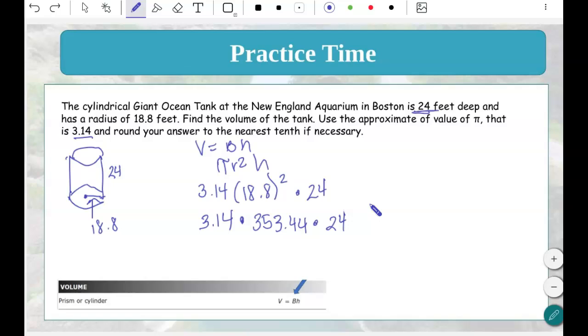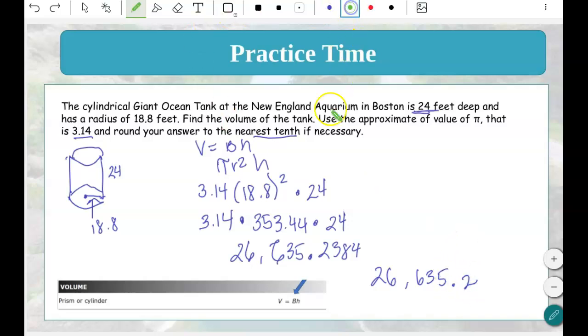I'm going to write down the whole thing so we make sure we know how to round it correctly. 26,635.2384. And it does say to round to the nearest tenth. So the 2 is in the tenths place, look to the right, and that tells you to leave that alone. So the answer would be 26,635.2. I don't like these dots here. I don't want you to be confused. Remember, it's just multiplication. Okay, we're multiplying, and then our final answer is here.